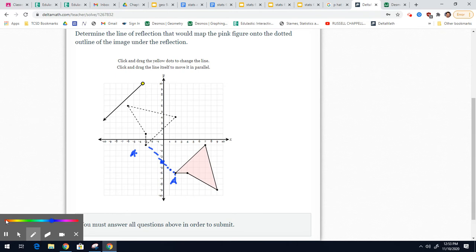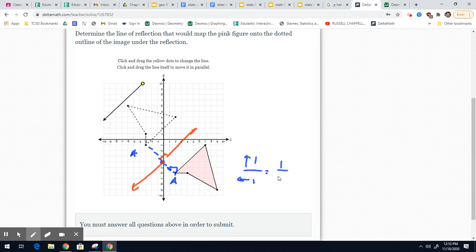Let me do that in red. It's going to go somewhere like this. Again, this is experimental, so we can use the line and move it around to where we think, but I think it's going to be like that. The other thing to understand is that since these lines are perpendicular, their slopes should be opposite reciprocals. If you look at the slope of this blue dotted segment, it's going to go up one and left one, up one and left one, up one and left one.